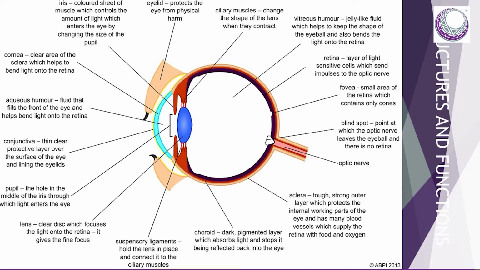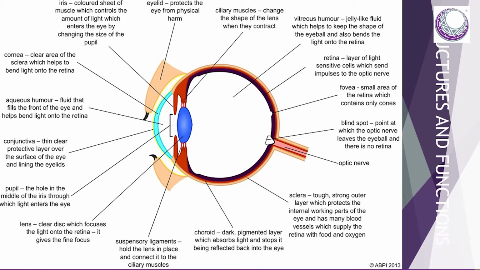the internal working parts of the eye, and it also has many blood vessels which supply the retina with food and oxygen. Then, also at the back of the eye, we have the optic nerve. The optic nerve sends impulses to the brain. Initially, when light enters the eye and is focused onto the retina, an impulse is created which goes to the brain via the optic nerve so that an image is interpreted.